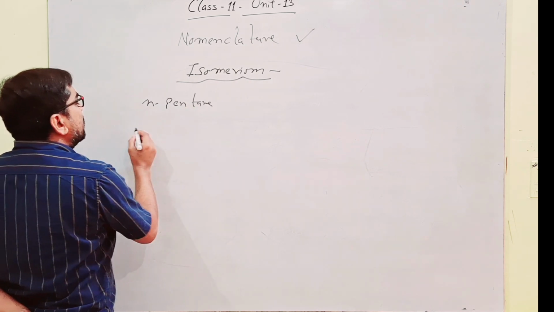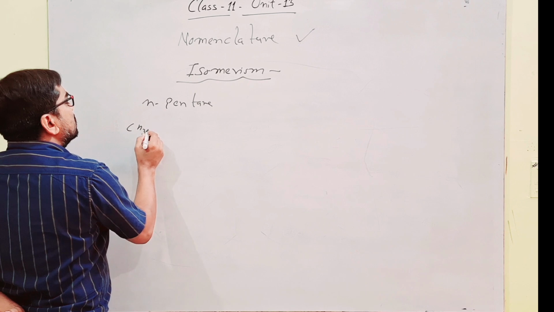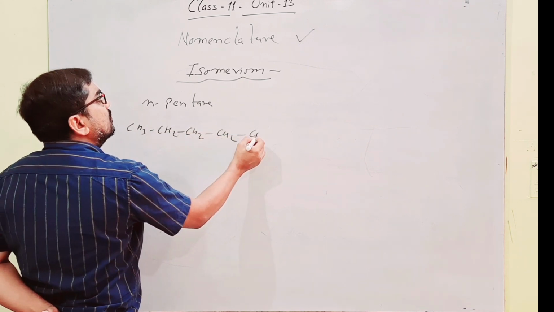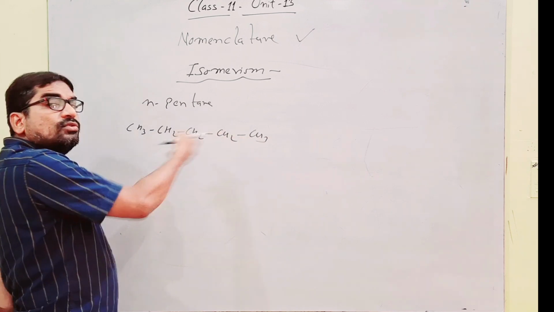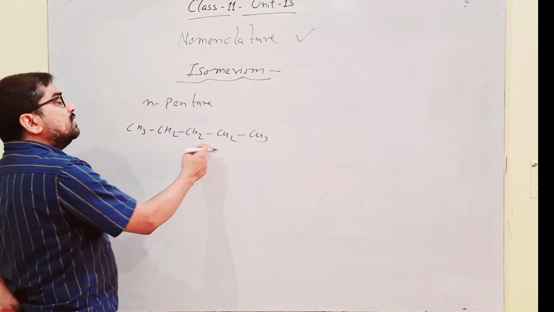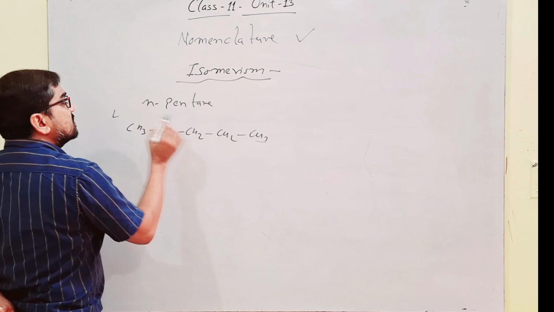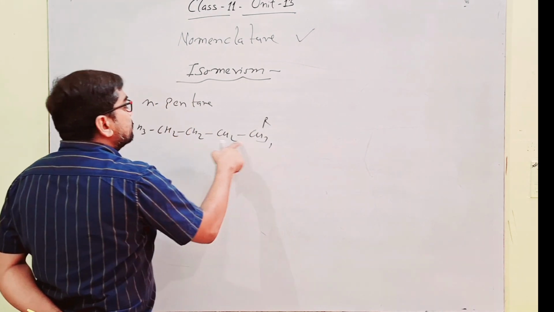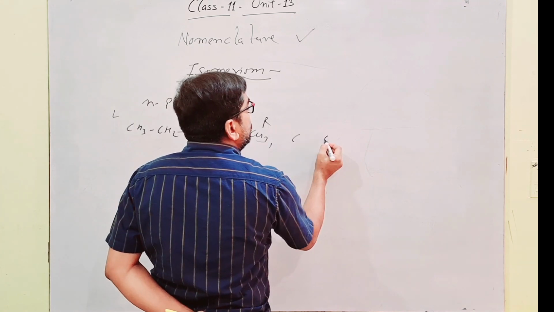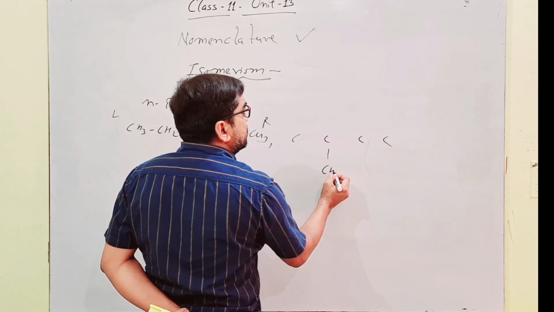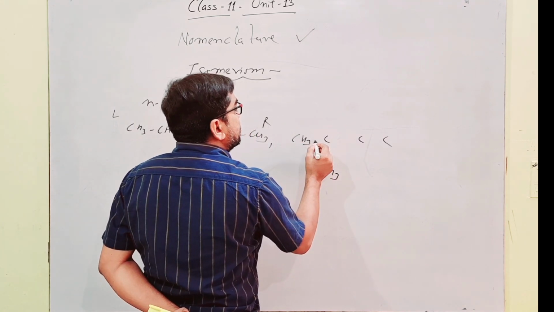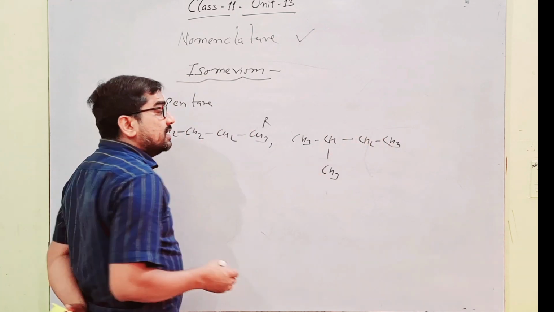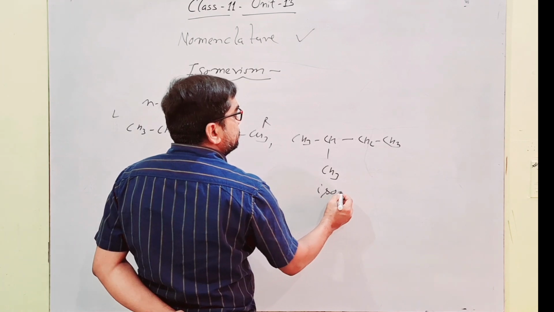Normal pentane means all the carbon bonds are in a straight line without branching. 1 2 3 4 5. This is right, normal pentane. Next is branching: 1 2 3 4 and 1 methyl is here. Since a methyl is attached at the second position, in common terminology it's called isopentane.